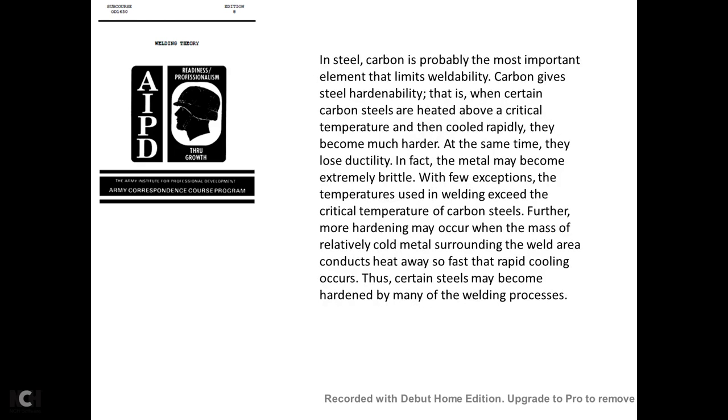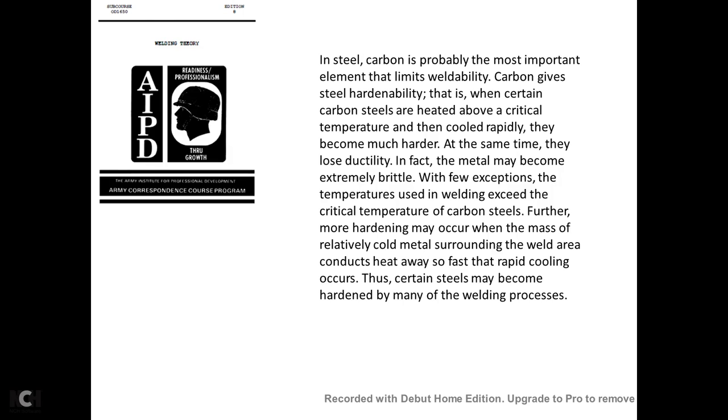In steel, carbon is probably the most important element that limits weldability. Carbon gives the steel hardenability. When certain carbon steels are heated above a critical temperature and then cooled rapidly, they become much harder. At the same time, they lose ductility. In fact, the metal can become extremely brittle, and with a few exceptions, the temperature used in welding exceeds the critical temperatures of carbon steel.